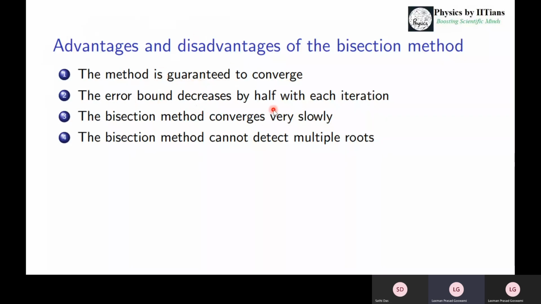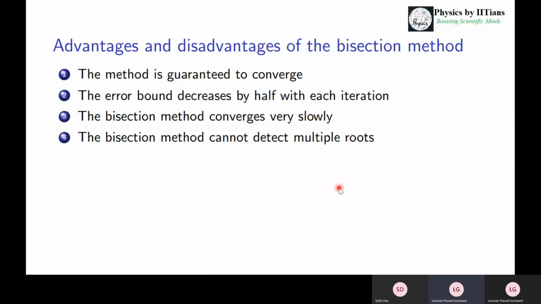Error bound decreases by half with each iteration. As we are doing the iteration, we are reducing the interval by half, so the error is also reducing by half at each iteration. But the disadvantage of this method is that it converges very slowly because we are just halving the intervals. Also, this method can detect only a single root.